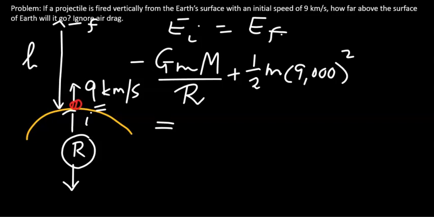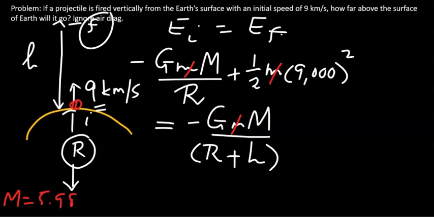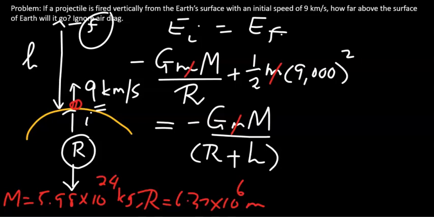Now let's calculate E_f when the object is there. It is at the maximum height, so it doesn't move anymore, so the energy is purely gravitational potential energy. It's given by minus G, again the product of the two masses, over the radius of the Earth plus the altitude, h. So little m goes away. Now we know, or we assume we are given the two constants, the mass of the Earth, which is 5.98 times 10 to the power 24 kg, and its radius, which is 6.37 times 10 to the power 6 meters.